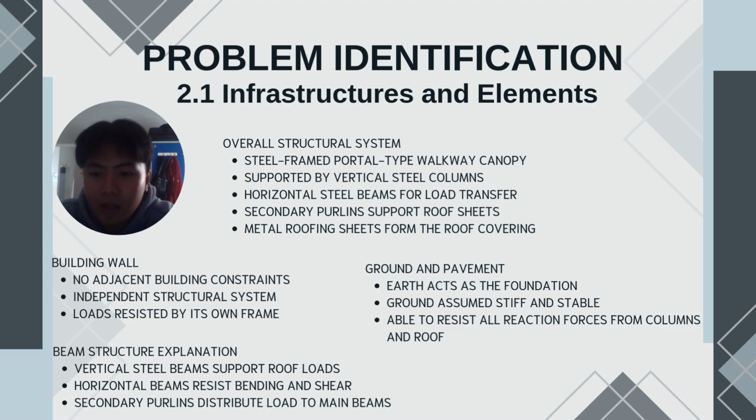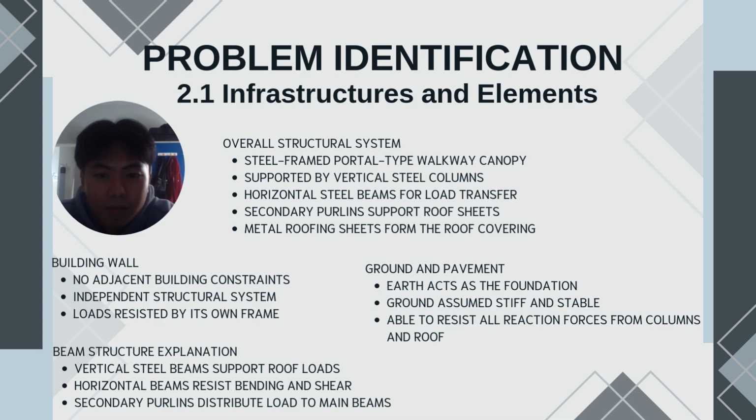So, this overall structural system is a steel frame portal type walkway canopy. It consists of vertical steel columns that support horizontal beams. Secondary purlins are installed above the beams to support the metal roofing sheets. Together, these components form a complete load-bearing structural system.